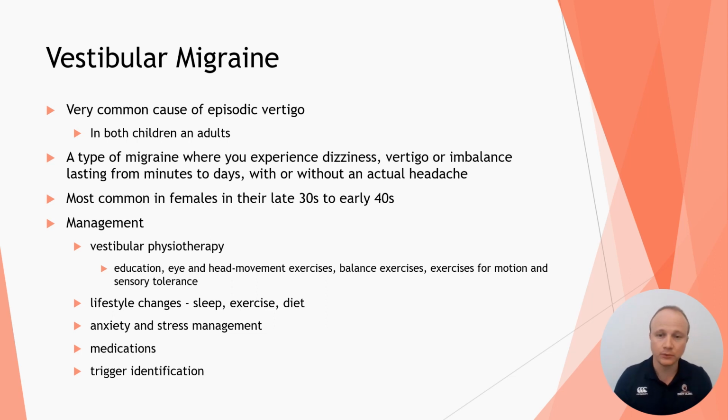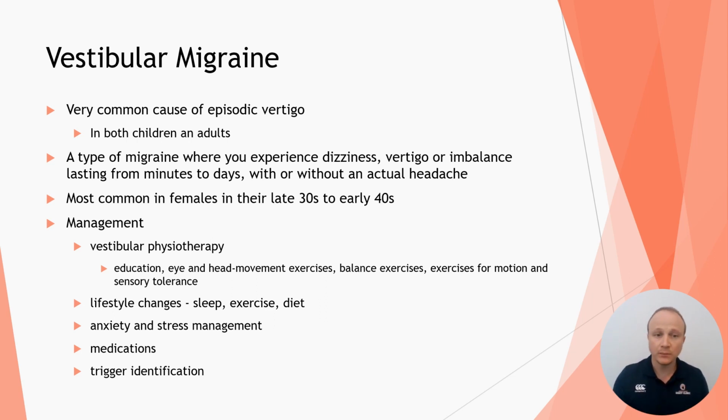Vestibular migraine. So these are really important to talk about. It's a very common cause of episodic vertigo, both in adults and children. So quite simply, it's a type of migraine where you experience dizziness, vertigo, and/or imbalance, which lasts minutes to days. Now, interestingly, you don't actually have to have a headache. You just have to have associated migraine features and the dizziness, which we'll explain. Quite common in females in their late 30s to early 40s. Now, it can involve anyone, but again, that's probably the more common presentation.